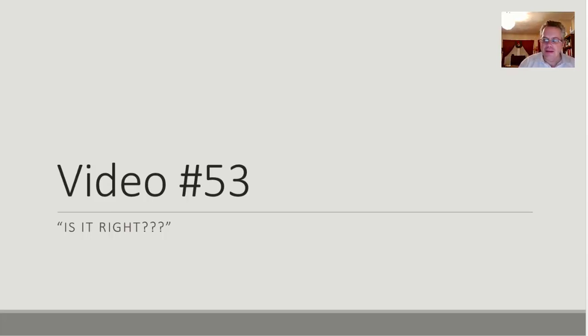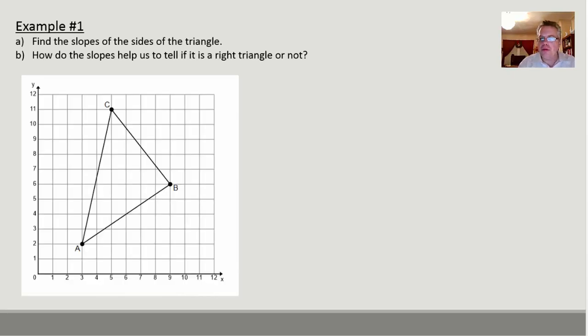Is it right? What a question. We're talking about right triangles. We want to be able to tell for sure, without even a picture, whether a triangle is a right triangle or not. This one certainly looks like a right triangle.